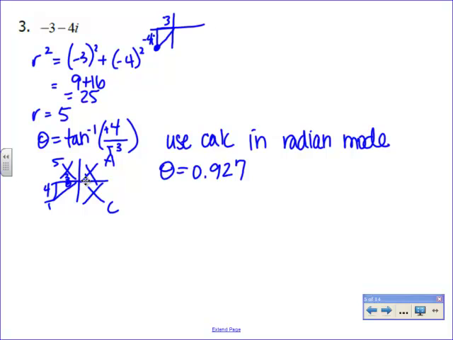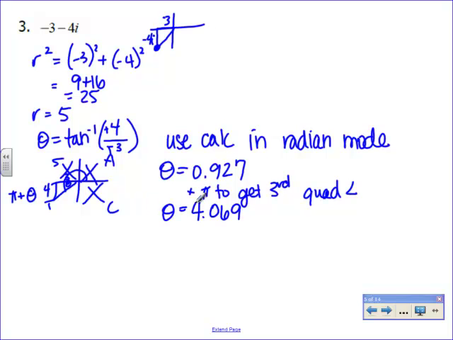So to find this full angle, I'm going to do pi plus theta. I use pi because that's the radian equivalent of the 180 degrees that I would go before I got to my theta. So if I add pi to get the third quadrant angle, I get theta of 4.069.